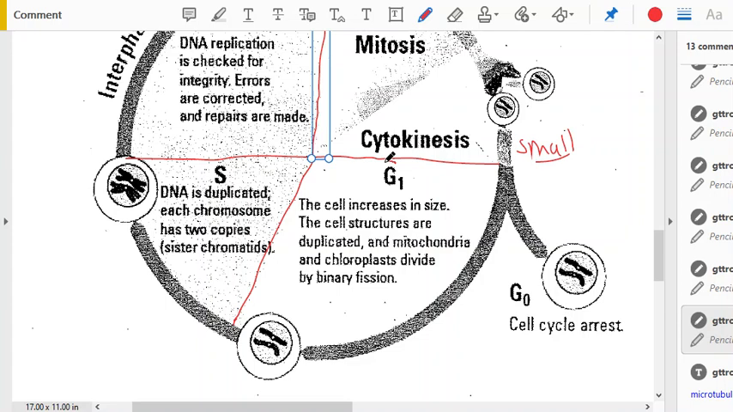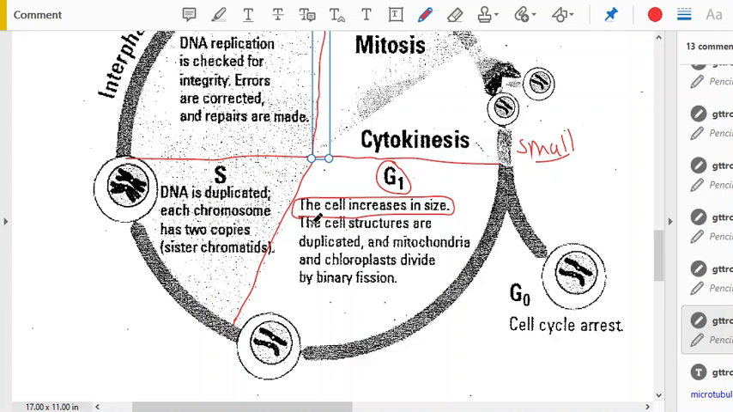So G1 stands for gap 1, but you can also think of it as growth 1. And the primary function is just to get bigger. You have to increase your volume, you have to increase your surface area. This is going to entail making more cell membrane. It's going to entail making more cell structures. You're going to have to make phospholipids.